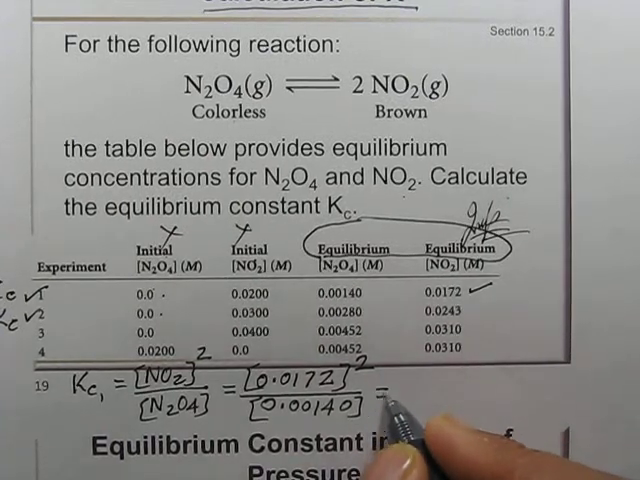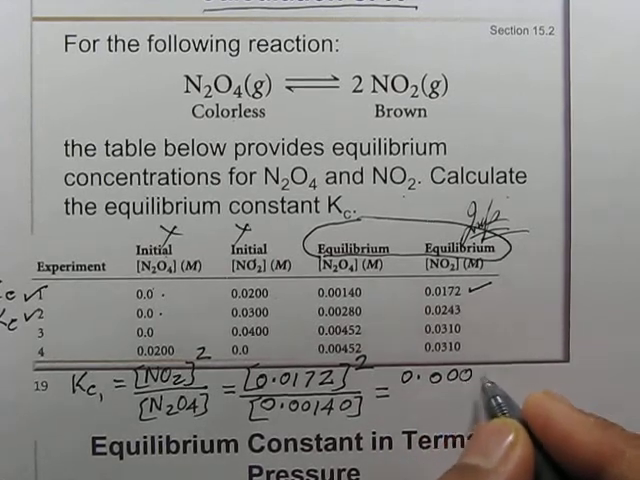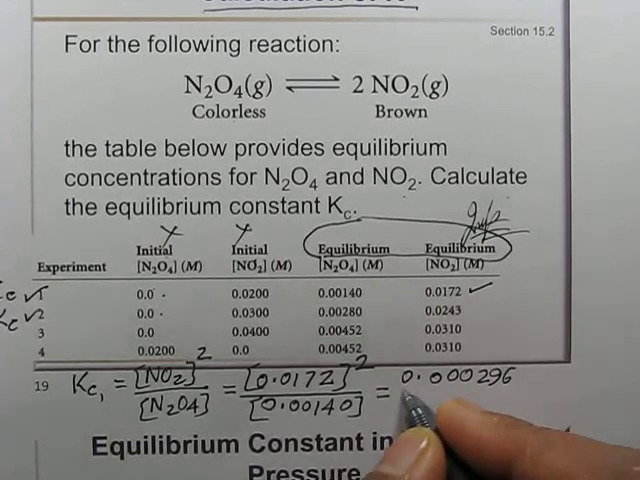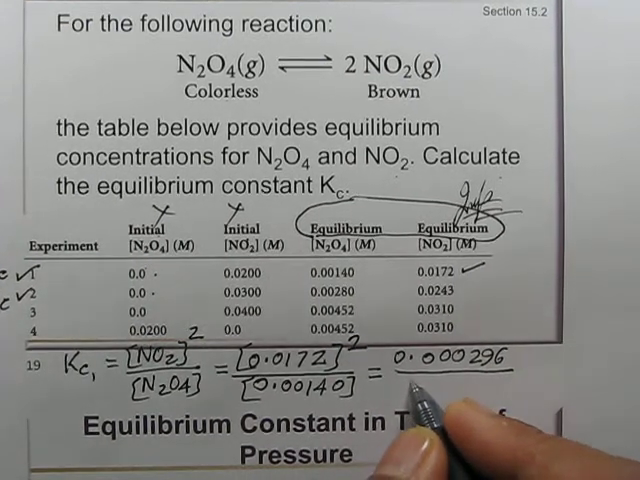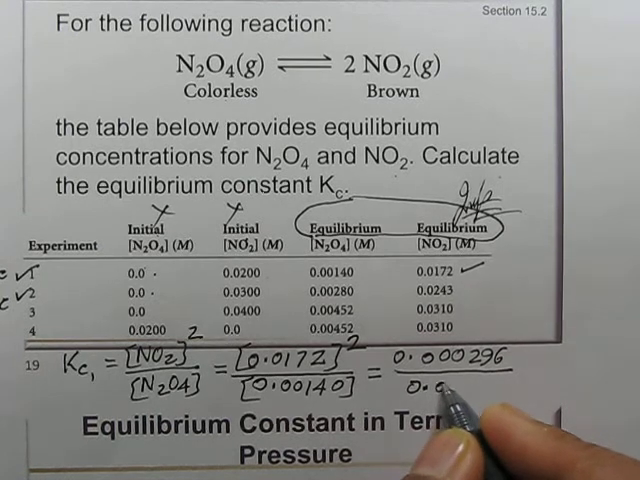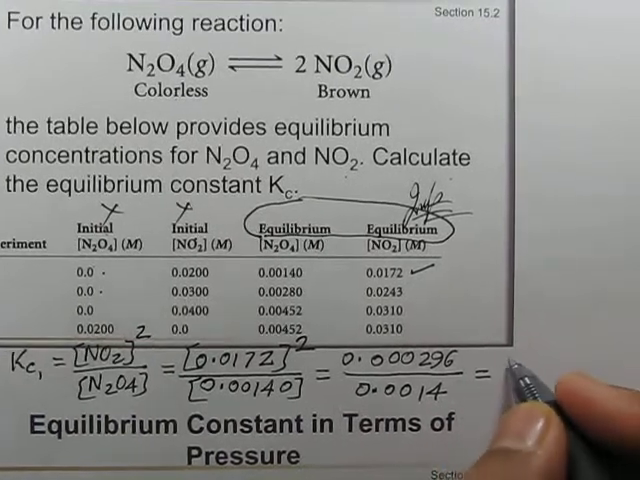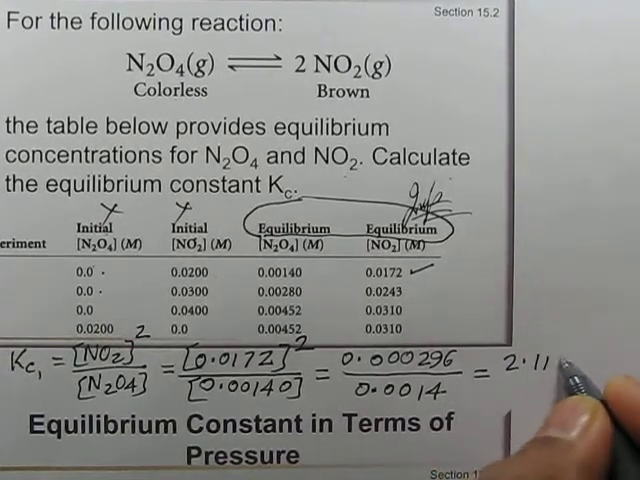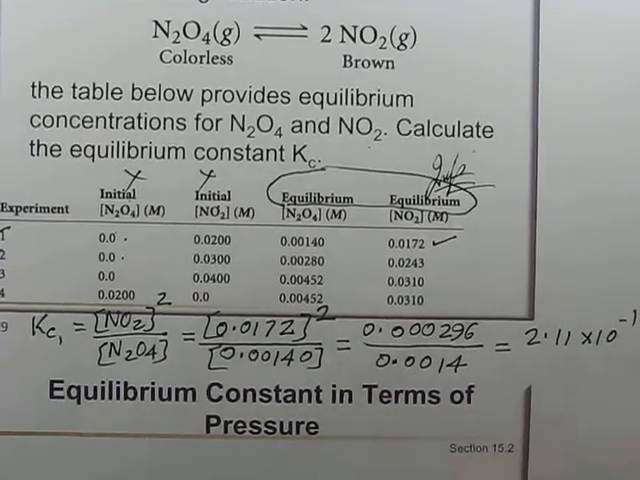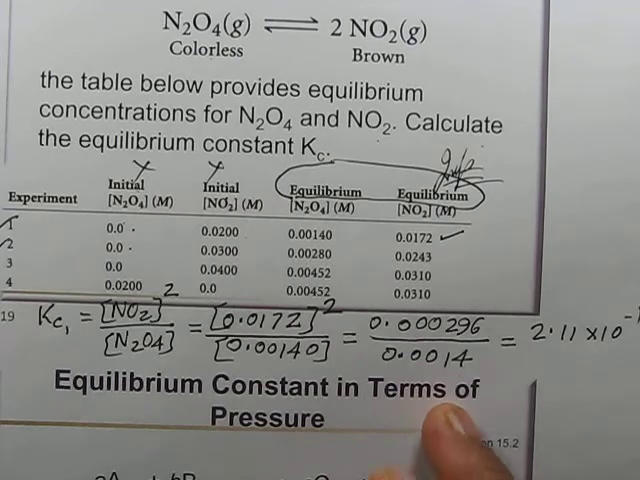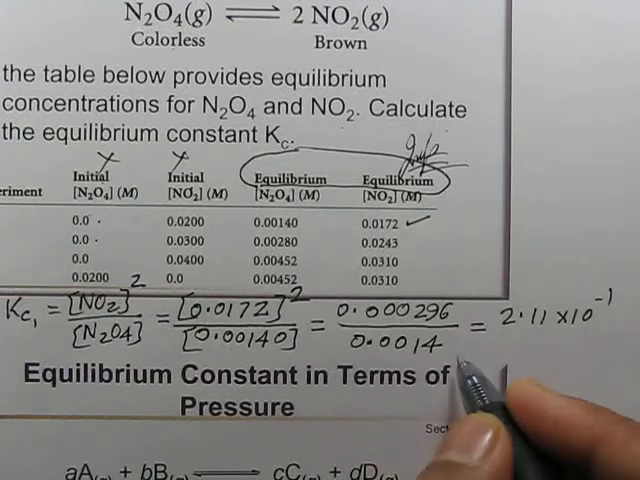Once we do the math of this power, it will come to 0.000296. I have already calculated it, that is why I am using this number. And the reactant remains, there is no power, so 0.0014. Once we divide these numbers, we get 2.11 times 10 raised to the power minus 1. You can double check if I am doing it correctly or not. So this is experiment 1. Let's calculate the equilibrium constant for experiment 2.